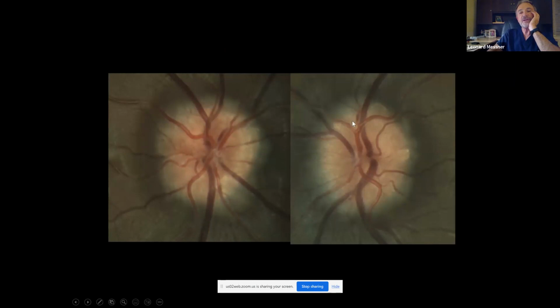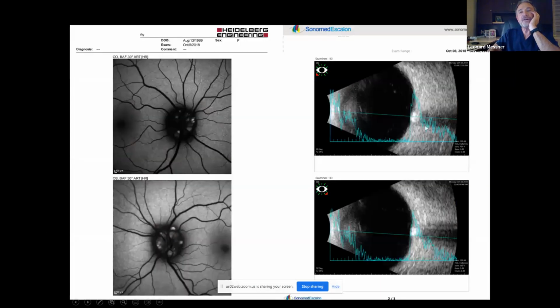as well as here. Now, looking at her B scans, which is what most of us grew up being trained to do whenever you suspect an individual of having disc drusen, you can see that sure enough, there are these areas of hyperreflectivity here in the right eye, here in the left eye, and here in the right eye below.